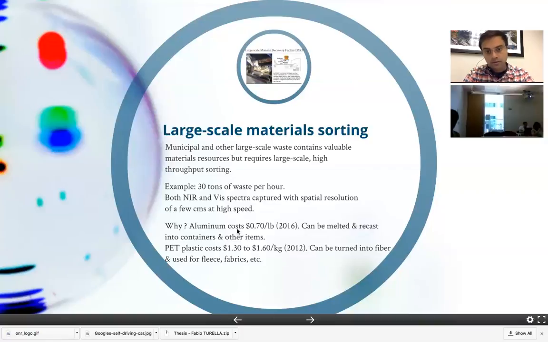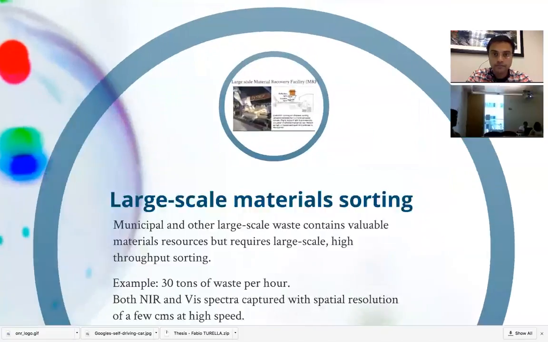And the reason to do this is cost. Basically, aluminum, for example, you can sell in the order of 70 cents per pound, which is in 2016. It can be melted and recast in containers, other items. Plastics are a little bit less expensive, but still pretty. It's a very profitable industry, in the order of $30, $60 per kilogram. This is a few years ago. Plastics that are turned into fibers, fleece, fabrics, etc. So it's a very, very useful raw material.